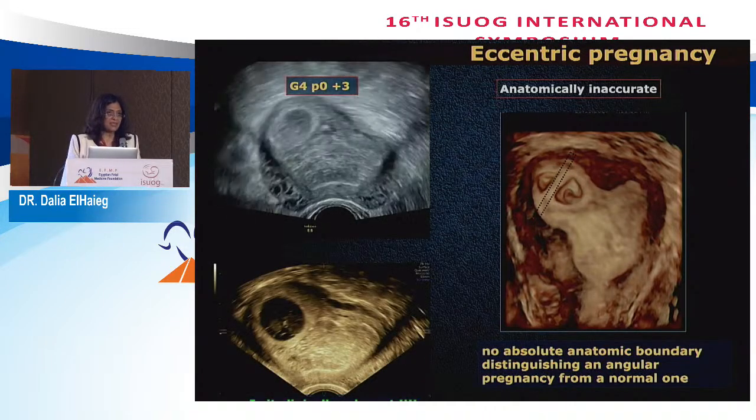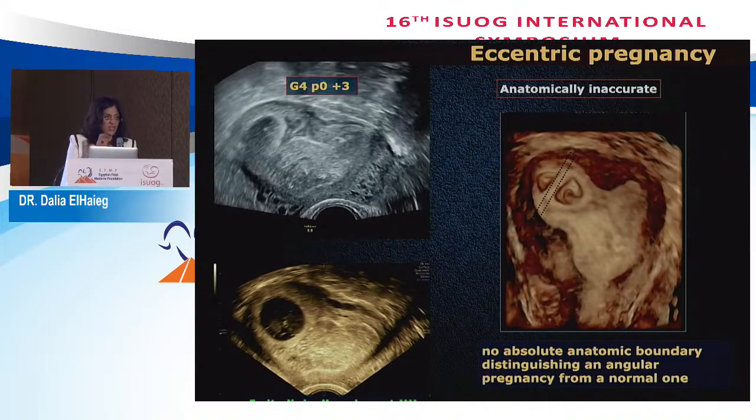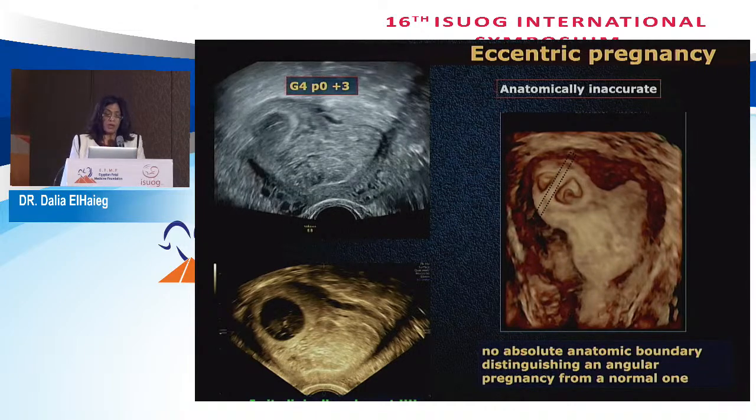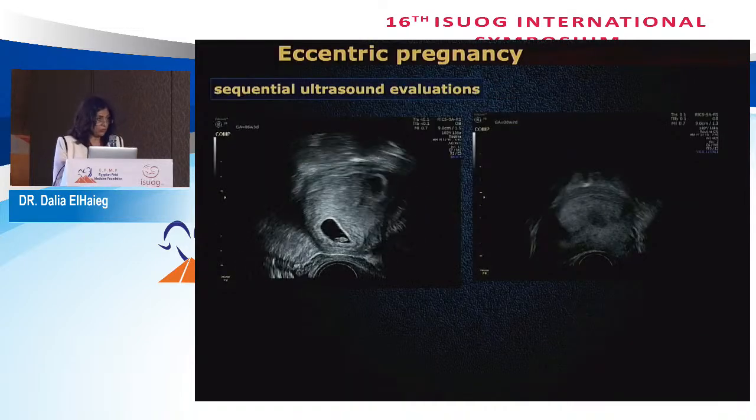And it makes sense that the nearer the gestational sac is implanted to the uterotubal junction, the more liability of having a protrusion or a bulge on the outer contour of the uterus. So is it clinically relevant?